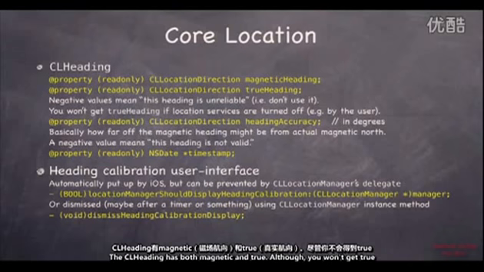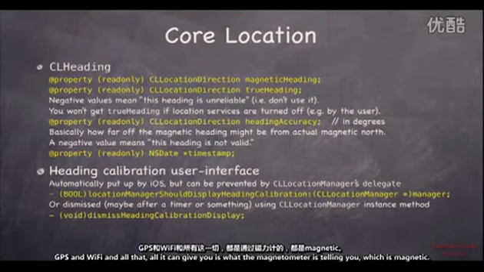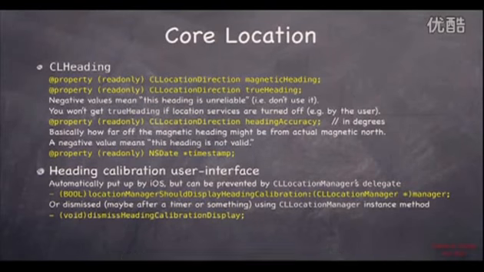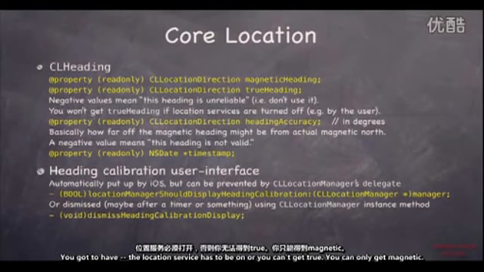The CL heading has both magnetic and true, although you won't get true if the location services are turned off, because if location services are turned off, in other words GPS and Wi-Fi and all that, all it can give you is what the magnetometer is telling you, which is magnetic, right? It has to know where you are on the earth to give you true. And you may not know about the difference between true and magnetic heading, but just believe me, you have to have the location service on, or you can't get true. You can only get magnetic.